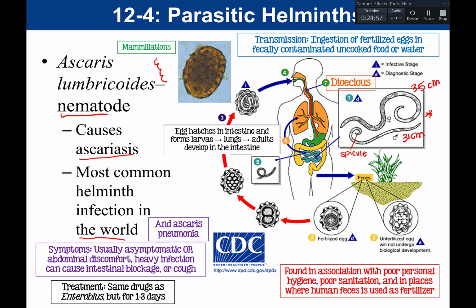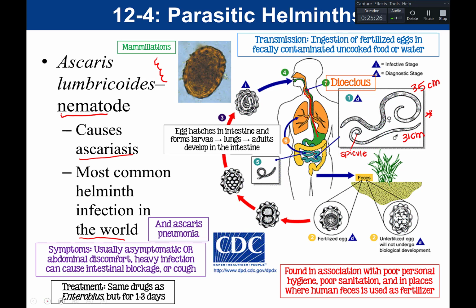And so they're going to then develop in the intestines as the adults. And so the eggs are going to be produced because the adults reside in the intestine. They're going to produce the eggs. A female can produce approximately 200,000 eggs per day. She produces a lot of eggs.